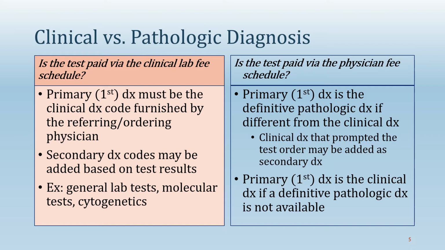When the test or service is paid based on the physician fee schedule, the primary diagnosis code is the definitive pathologic diagnosis. There is no need to report the referring physician's clinical diagnosis unless it provides significant and relevant information to support medical necessity. However, the clinical diagnosis from the referring physician is used when a definitive diagnosis is not available.